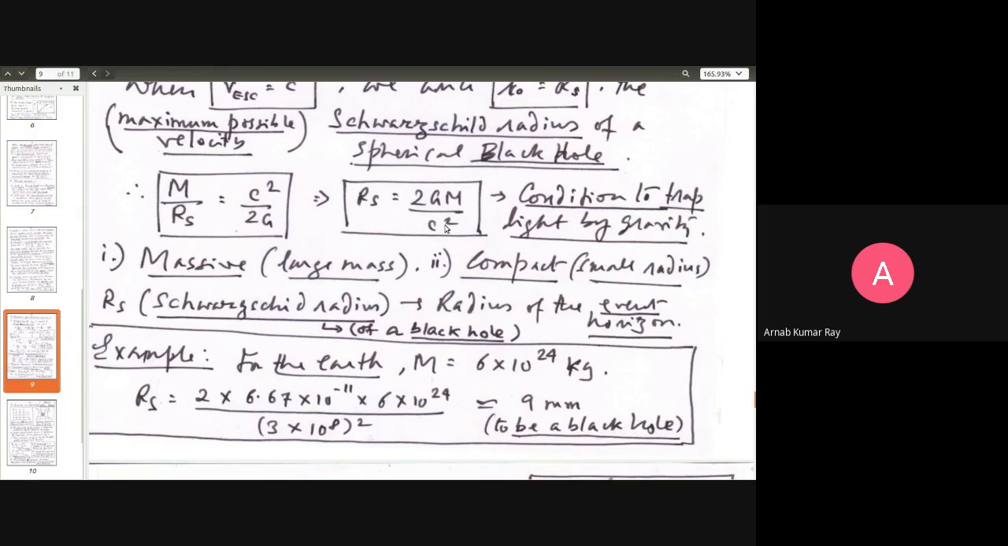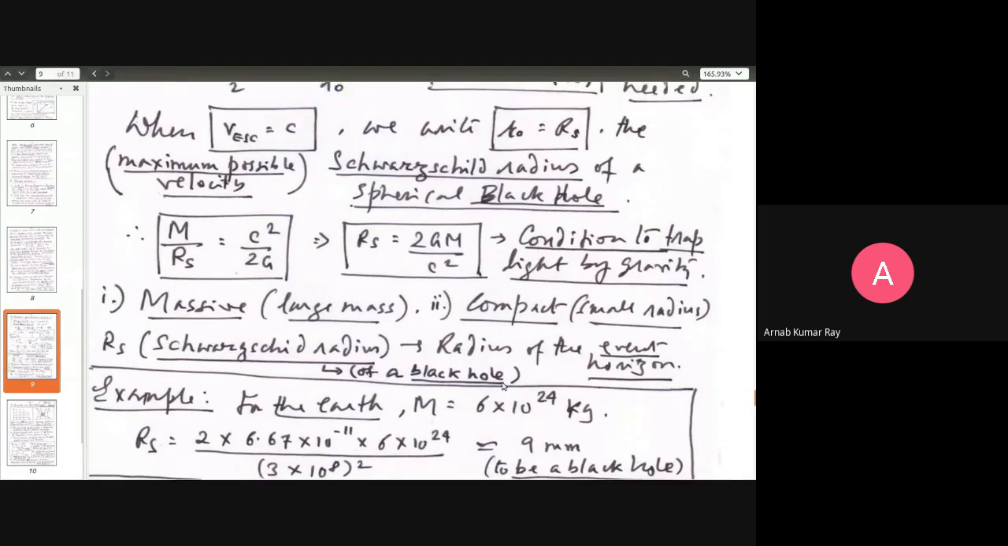So to be able to convert the sun to a black hole, what is the radius? The radius will be 3 kilometers. In the case of the Earth, 6 into 10 raised to 24 kg is the mass. And the corresponding radius, remember, to form a black hole, meaning something from which even light cannot escape, you have to fulfill 2 criteria. First, you need to have a large mass. Well, that is there, but that by itself is not enough. You also need to pack in that large mass into a very small radius.